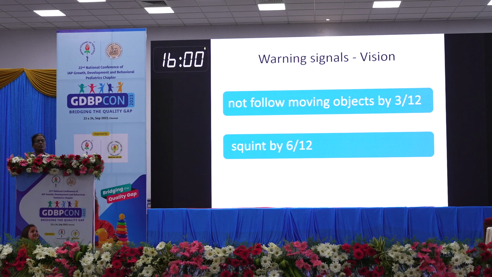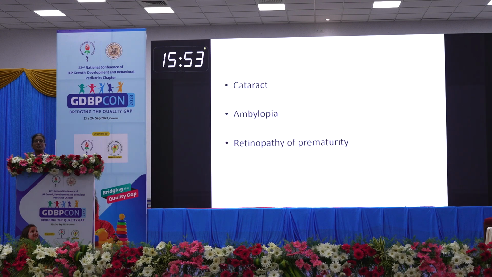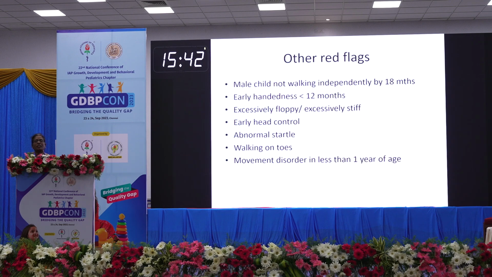Coming to the visual, suppose the child is not following moving objects by 3 months or has a squint by 6 months, then we have to subject the child to a detailed ophthalmological evaluation. There may be a cataract, media opacities, or an amblyopia, maybe due to an optic atrophy or a cerebral visual impairment, or it could be due to a complication of retinopathy of prematurity as well.